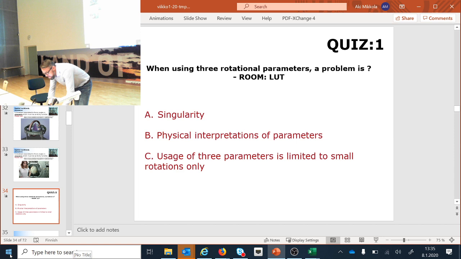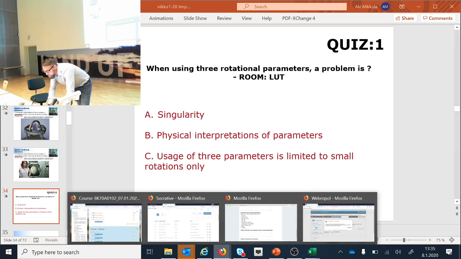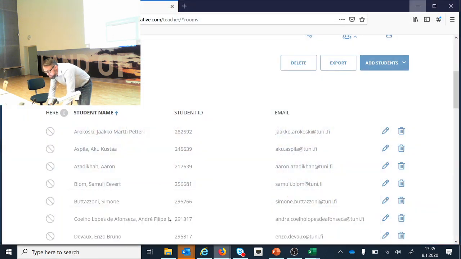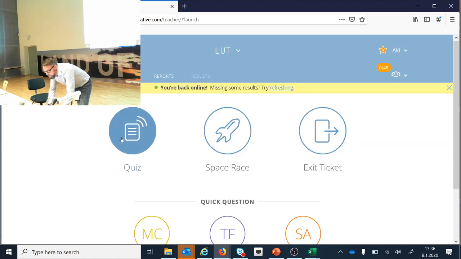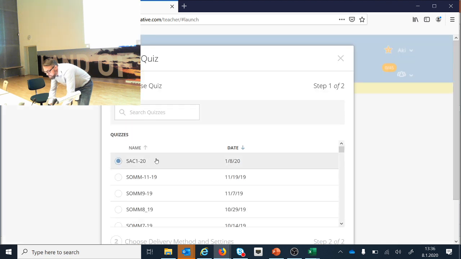Okay, and let me put this Socrative on. I don't think that it is on at the moment, but momentarily it will. Quizzes, launch quizzes here. This one.